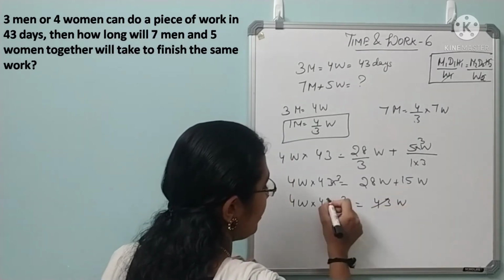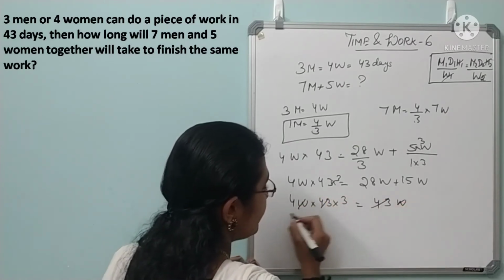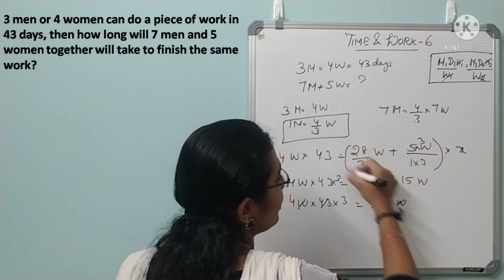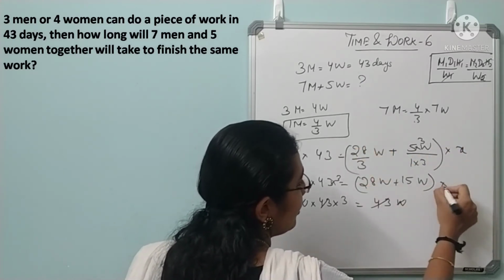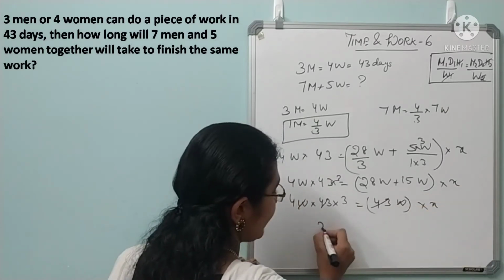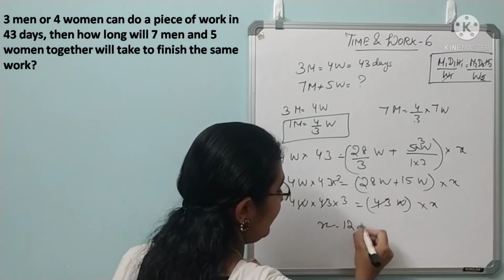So 43 women cancel. So 4 3s are 12, into x is there, right? I forgot it. Sorry. Because that is what we will have to find. Okay. So x is equal to 12 days.